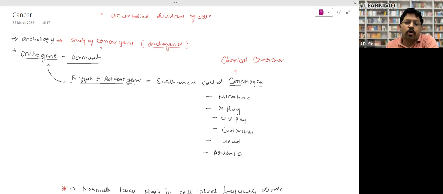This oncogene is found in a silent or dormant condition. There are certain chemicals which trigger or activate this gene. These substances are called carcinogens. What is a carcinogen? Carcinogens are chemicals that cause cancer, right? They activate the oncogene. What are those? They may be nicotine, X-rays, ultraviolet rays, cadmium, lead, arsenic. They all are carcinogens because they spread the cancer. Is that clear or not? Clear? Yes, sir.